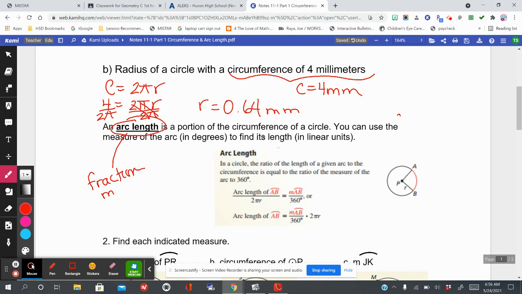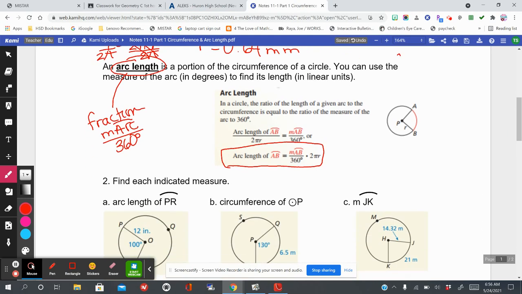For the most part, the measure of your arc, so your central angle, divided by the whole measure of the circle, will give you your percentage or fractional part of whatever you're trying to measure. So that's what this one says. If you take your fractional part times 2 pi r, that will give you, so if your central angle is 180 out of 360, that is 1/2, and that would give you 1/2 of your circumference.